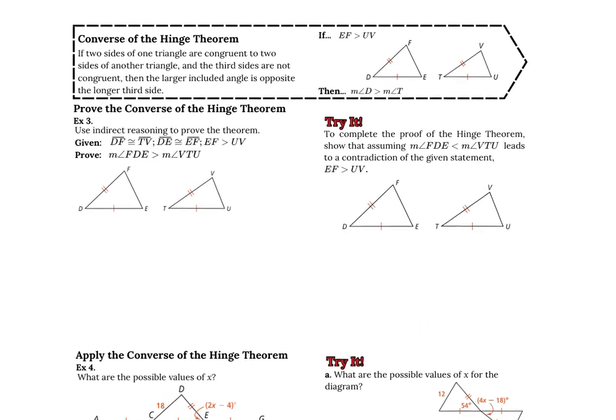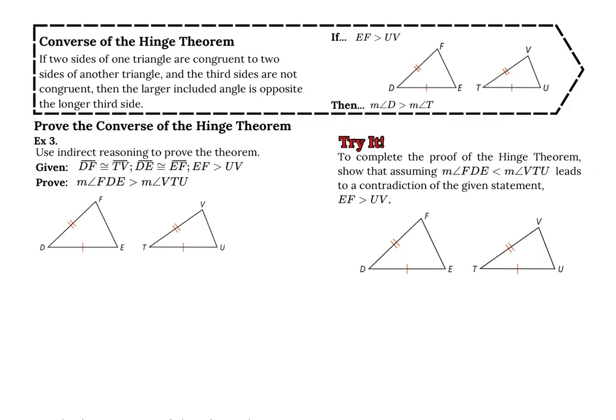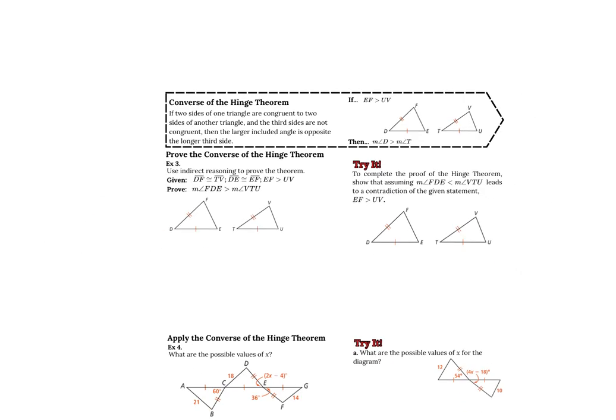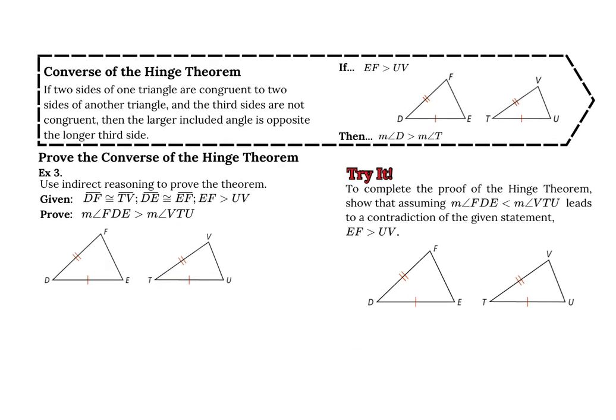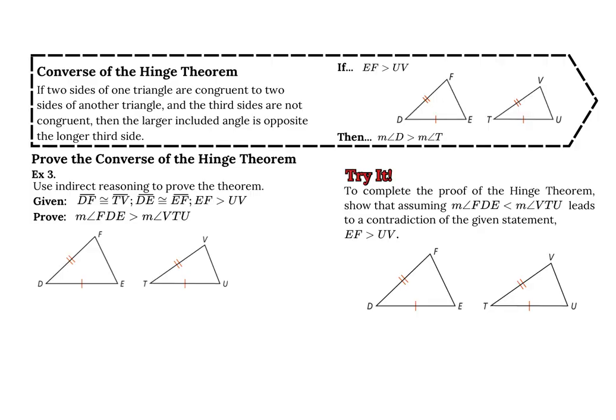All right, our converse of the hinge theorem. If two sides of one triangle are congruent to two sides of another triangle, and the third sides are not congruent, then the larger included angle is opposite the longer third side. Okay, so now we're looking at angles instead of the sides.